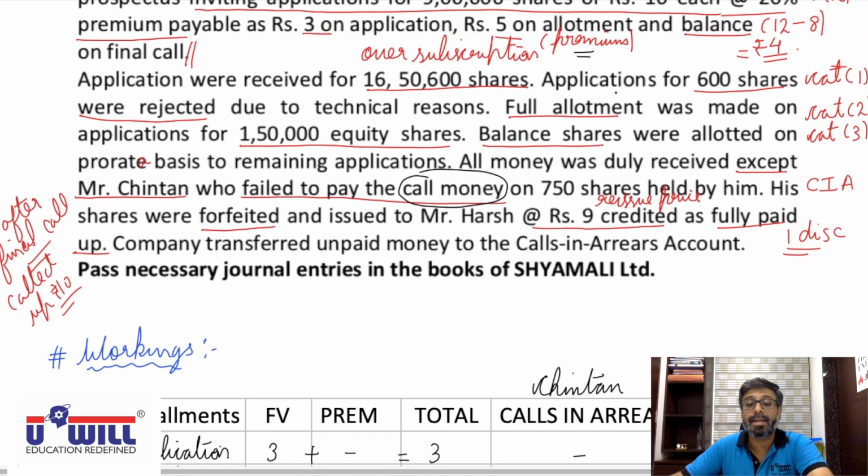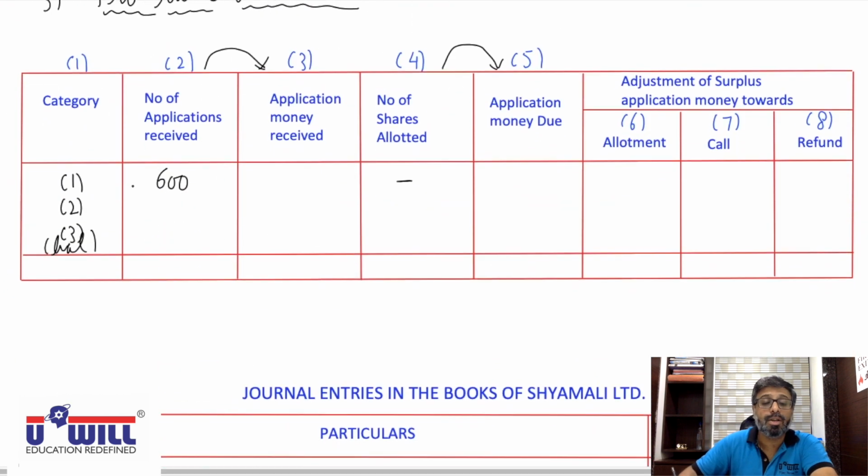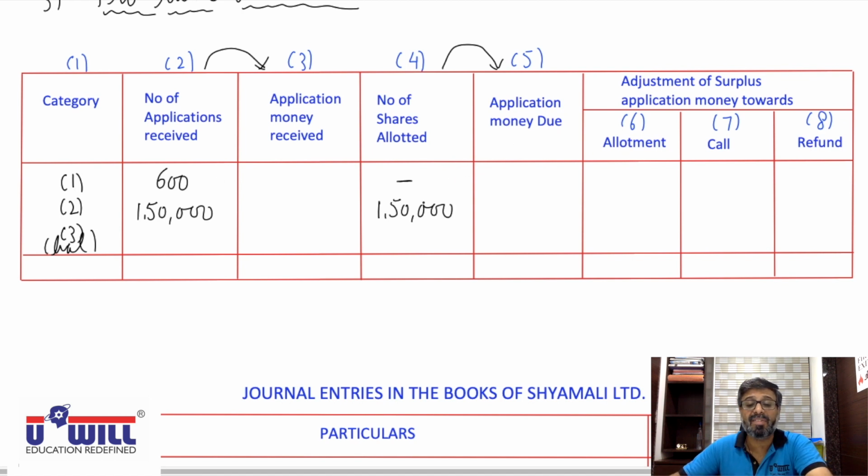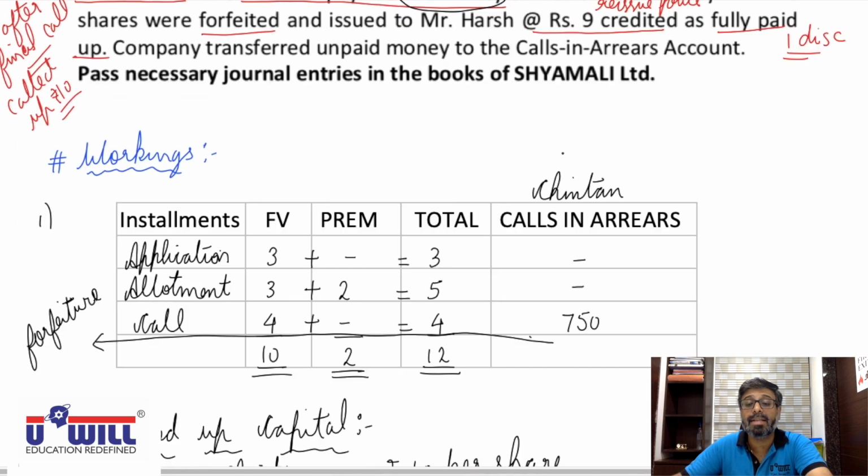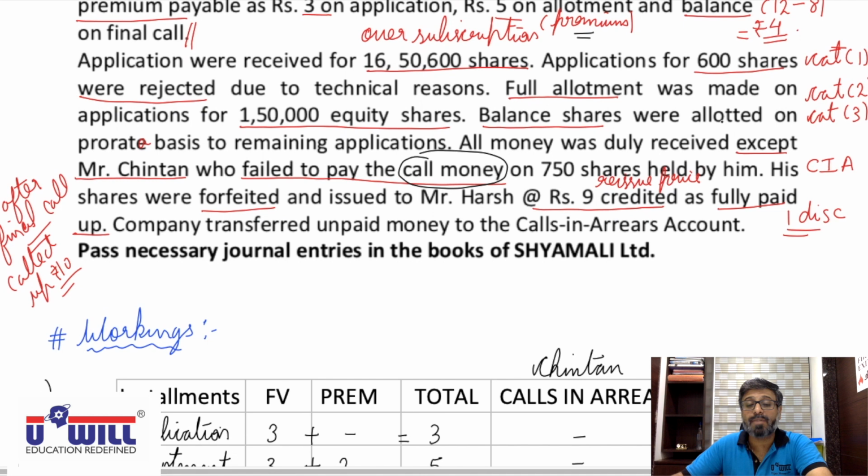Okay, second category, full allotment was made on applications for 1,50,000 equity shares. Full allotment was made means number of applications received 1,50,000, number of shares allotted also 1,50,000. So they applied for 1,50,000 shares, we allotted also 1,50,000 shares. And then they say balance shares were allotted on pro rata basis to remaining applicants.